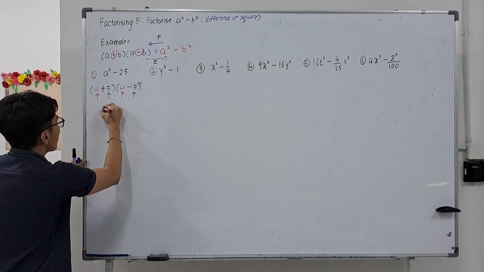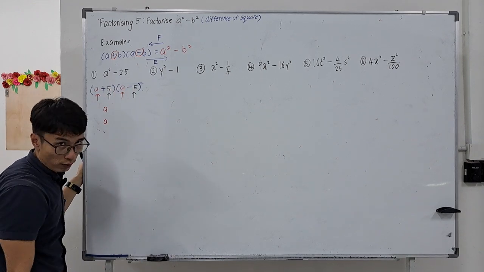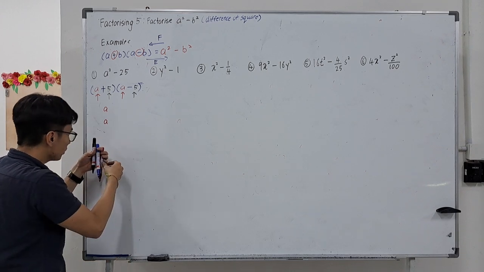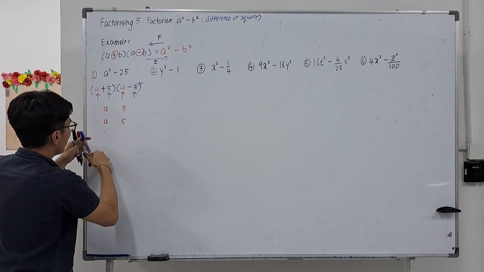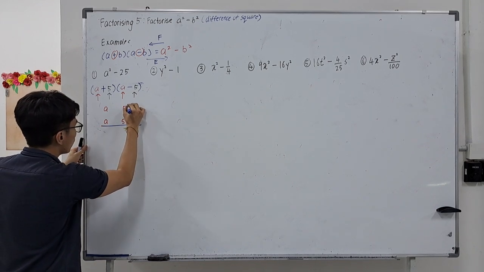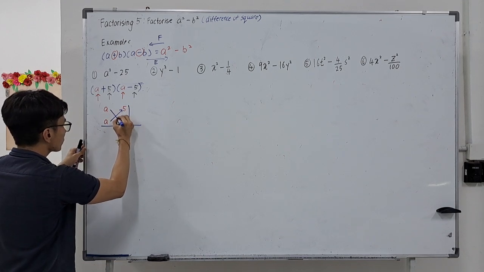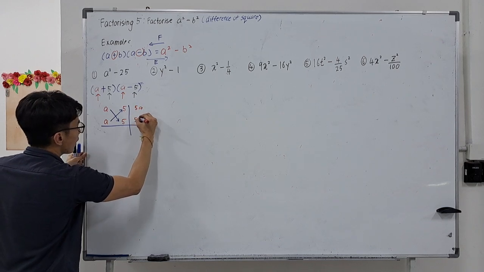So that's going to be a times a, correct or not? What multiplied with what will give you 25? So my first pair of numbers that I can think of in my head is going to be 5 times 5. Ignore the negative first. So I'm going to write 5 and 5. And I'm going to have my table over here. So cross multiply them again. I should get 5a and 5a, correct?